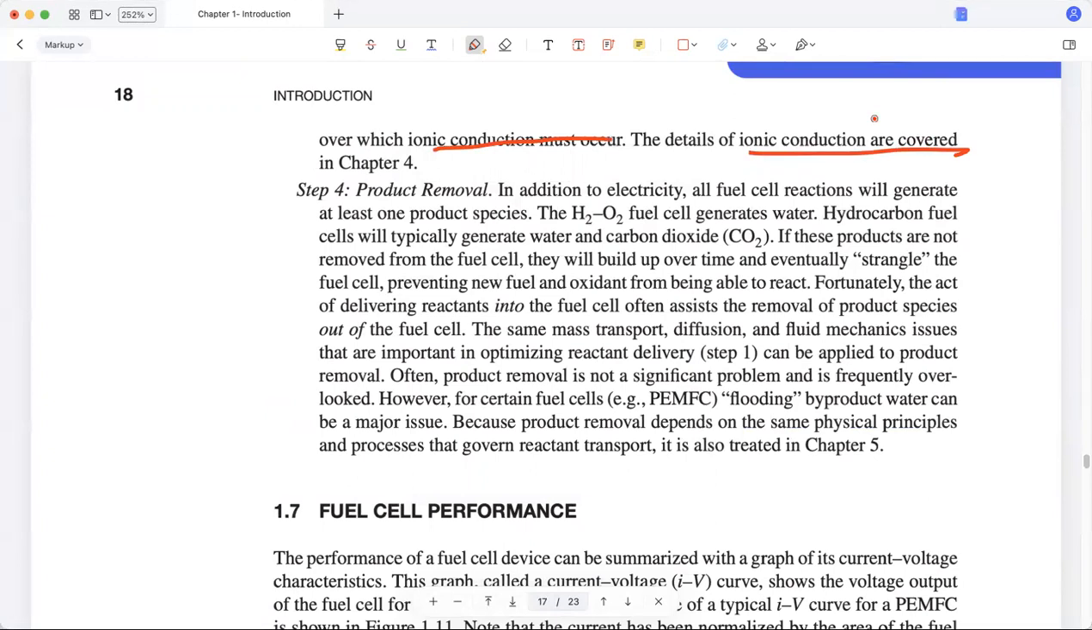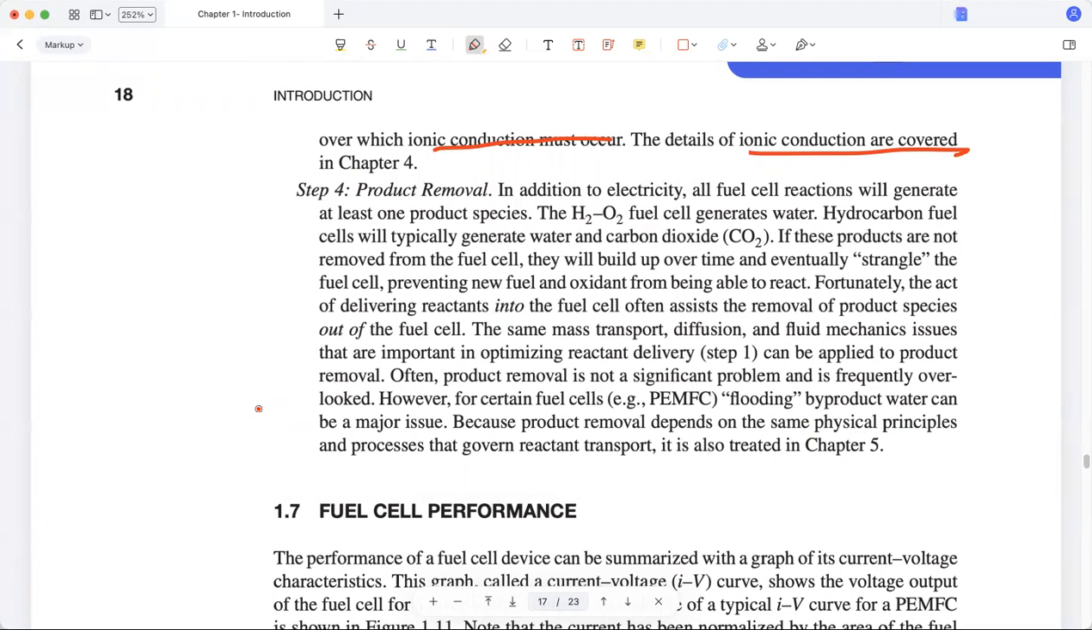Then you have the product removal, which is the last step. In addition to electricity, all fuel cells will generate at least one product species. The H2/O2 fuel cell generates water. A hydrocarbon fuel cell will typically generate water and carbon dioxide. And if these products are not removed from the fuel cell, they will build up over time and eventually strangle the fuel cell, preventing new fuel and oxidant from being able to react.